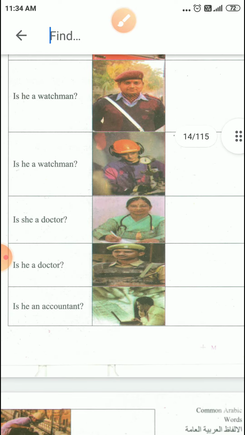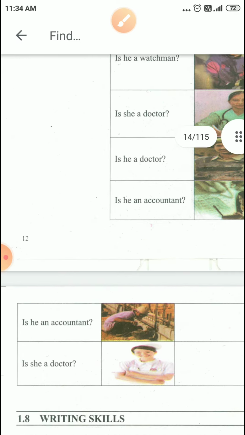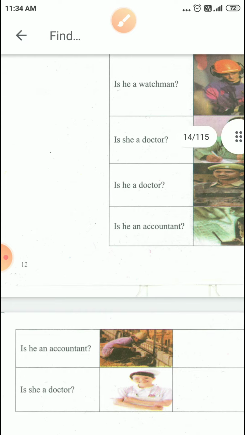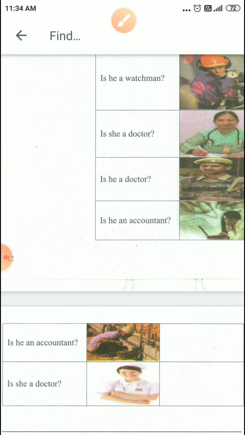Is he a watchman? Yes. Naam. Is he a watchman? No. La. Is she a doctor? Naam. Yes. Is he a doctor? La. No. Is he an accountant? Yes. Naam. Is he an accountant? La. No. Is she a doctor? La. No.